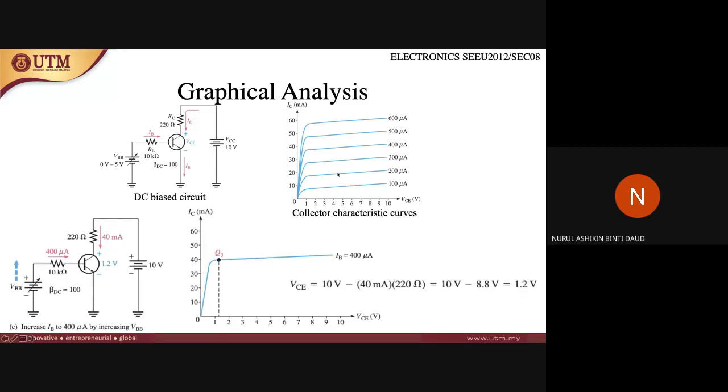So let's find another one to make a nice straight line of the DC load line. So now let's take IB as 400 microamps. So 400 microamps, the value of IC is around 40, right? Around 40. Okay, so you can calculate the value of VCE, which is also the value for Q3. You will get 1.2 volts.